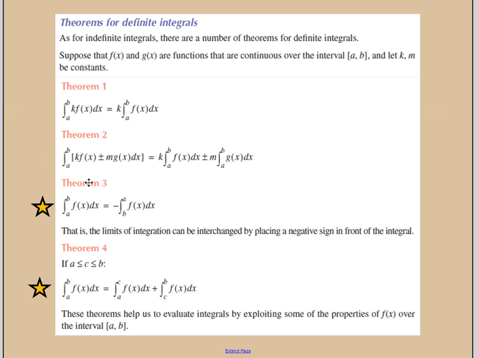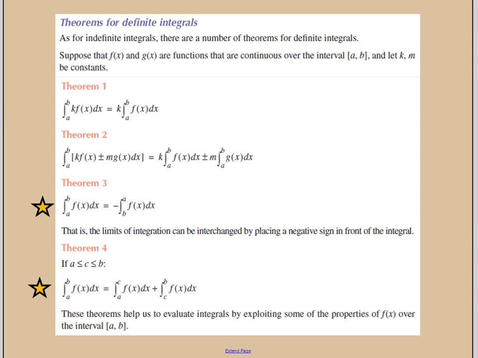Theorem 3 says that the integral from a to b is equal to the negative of the integral from b to a, and we'll show that with an example in class. And finally, if c is greater than or equal to a and less than or equal to b, and we're continuous between those two points, the integral from a to b is exactly the same as first going from a to c and then from c to b. And again, we'll show an example of that in class.